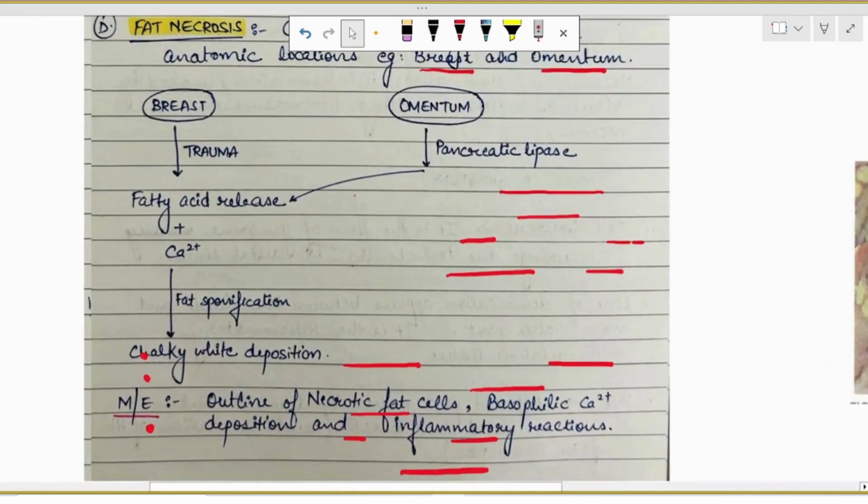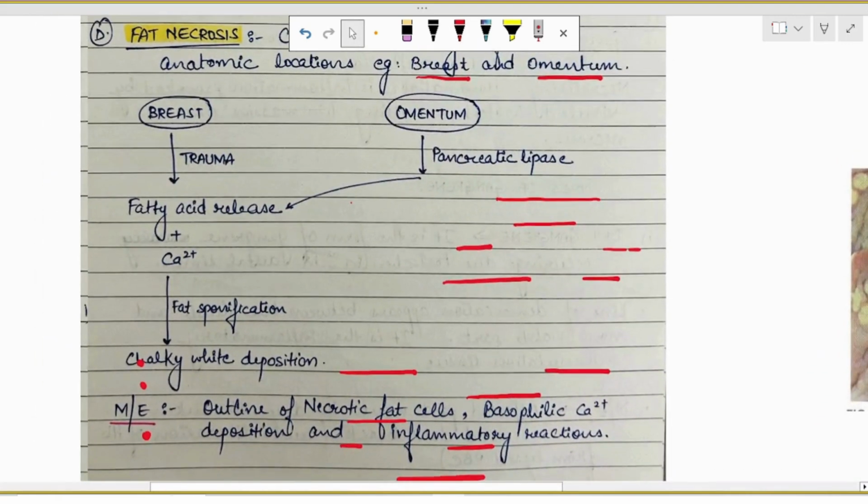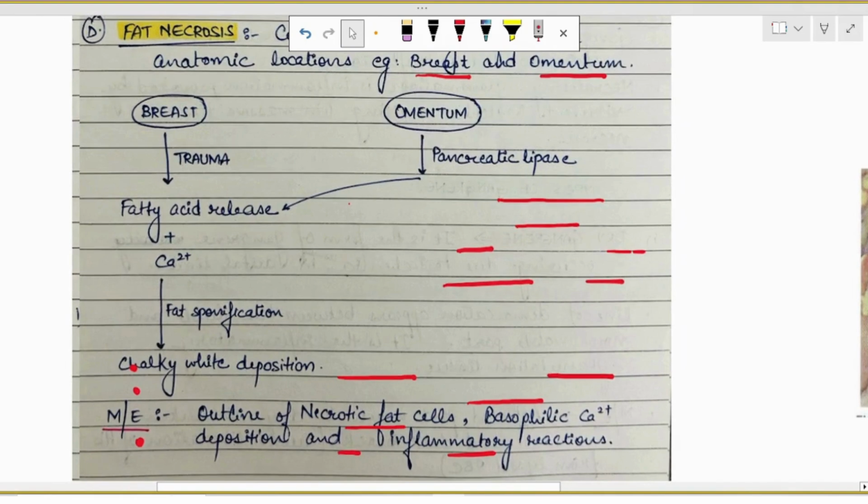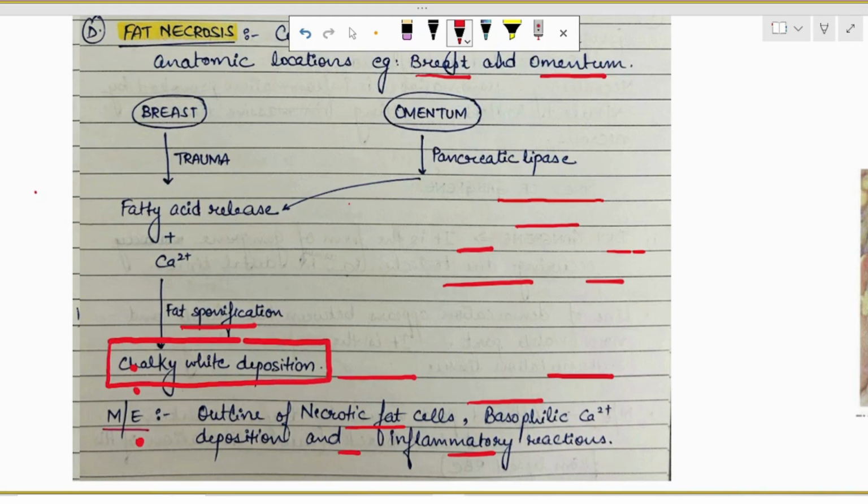So, how this happens? I want to explain you here. See, the breast and omentum. The breast will undergo some trauma. There will happen a traumatic condition to the breast that will cause the release of the fatty acids, and this fatty acid will attract calcium that will lead to the fat saponification, and it will lead to the chalky white deposition in the breast.